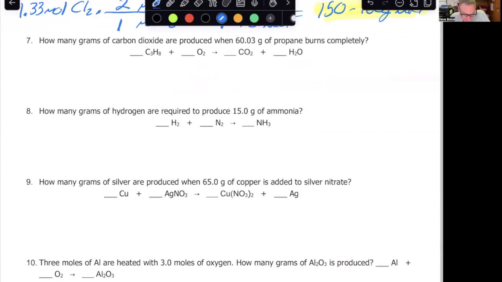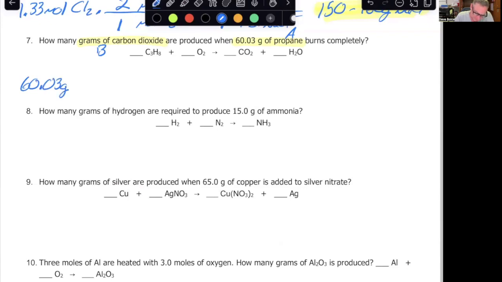How many grams of carbon dioxide are produced when 60.03 grams of propane burn completely? At this point, I'm hoping you're like, oh my God, again, I know how to do this. That would be awesome because then you're going to do really great on the test. So let's just keep this up. 60.03 grams of propane, and I want grams of carbon dioxide. I have identified my B. I have identified my A. I'm halfway there. So let's just go ahead and start.